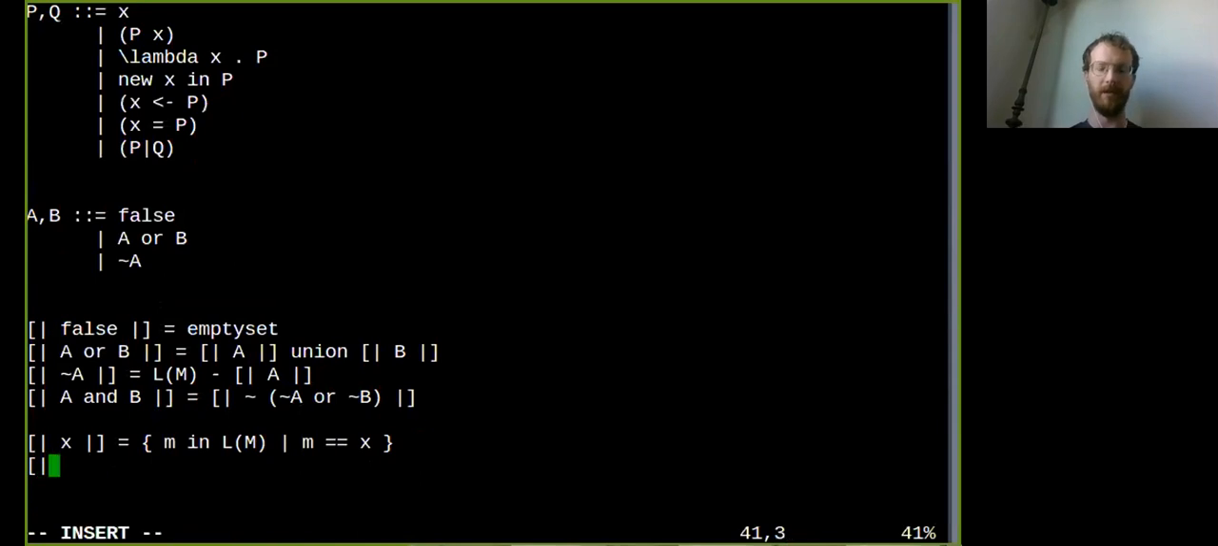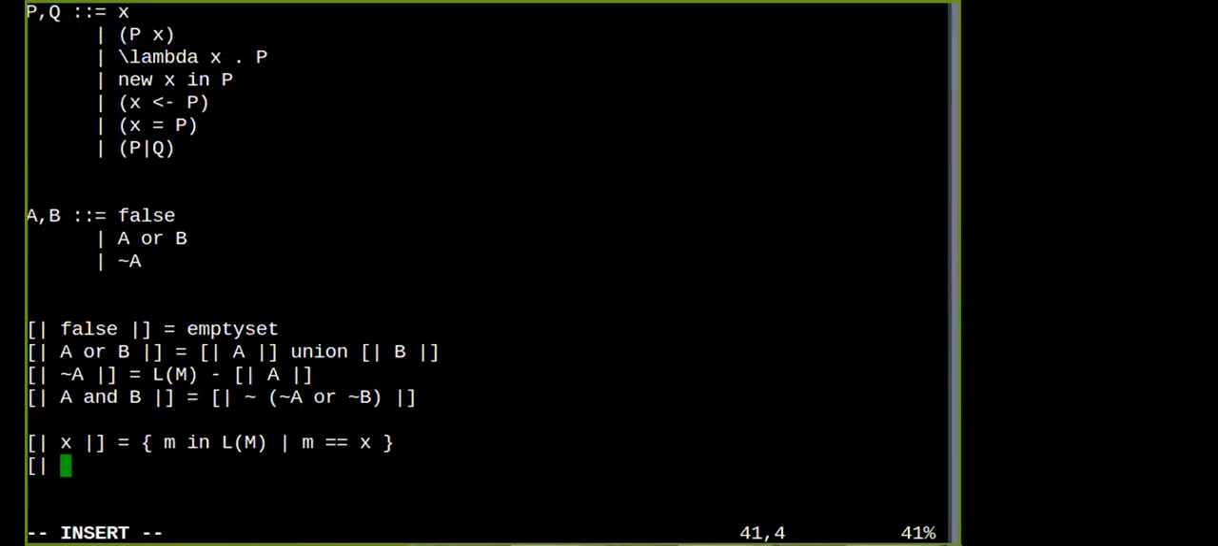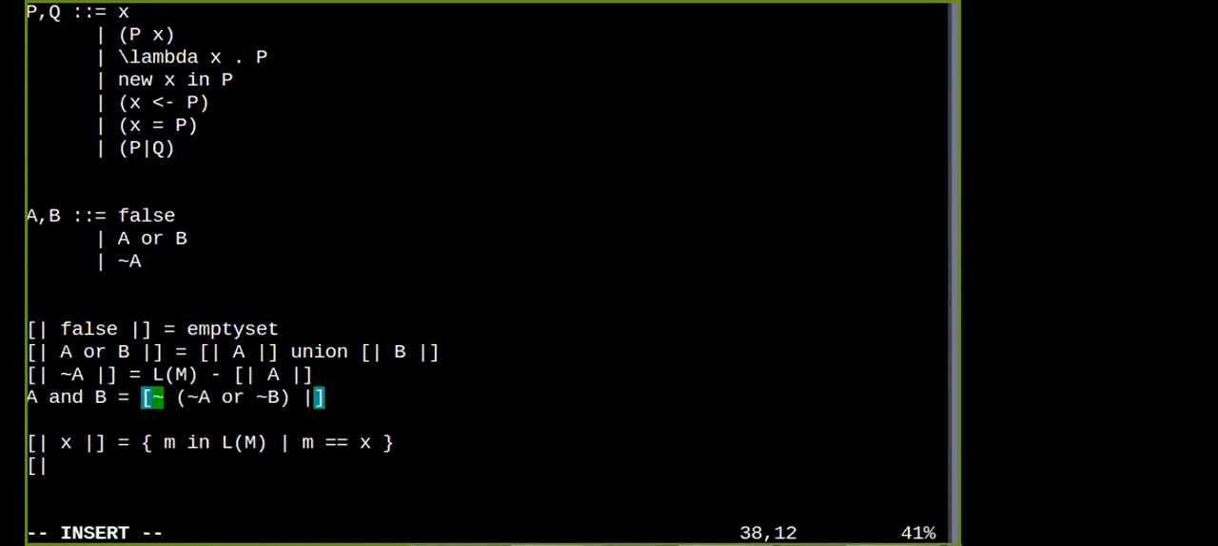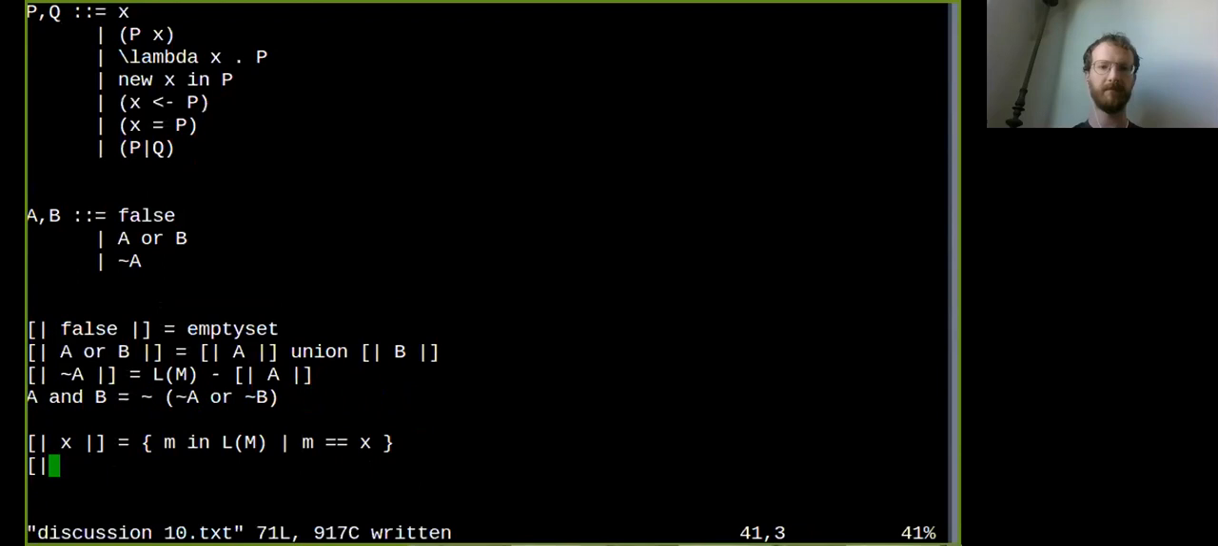So what else do we need? And in that and thing, you can take all the meaning things off. You can just say A and B means this and never mind. That's true. In other words, and is just a macro.